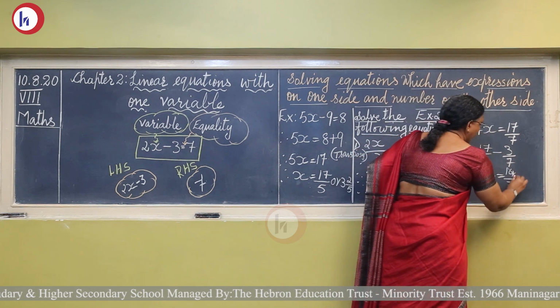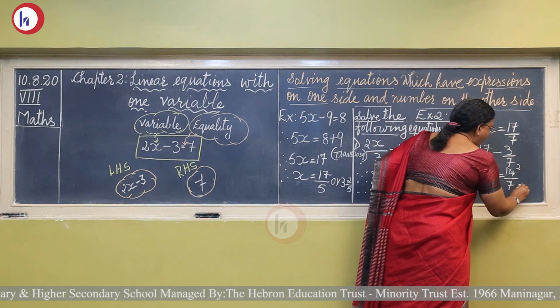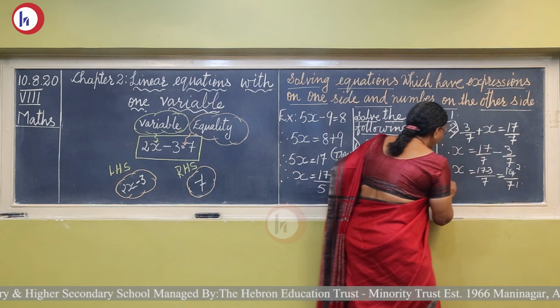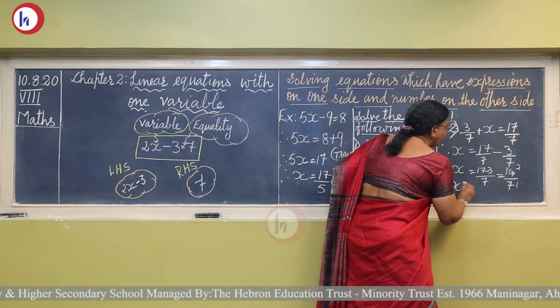And again, cancellation you can do it. 2 7s are 14, 7 1s are 7. Therefore x is equal to 2.